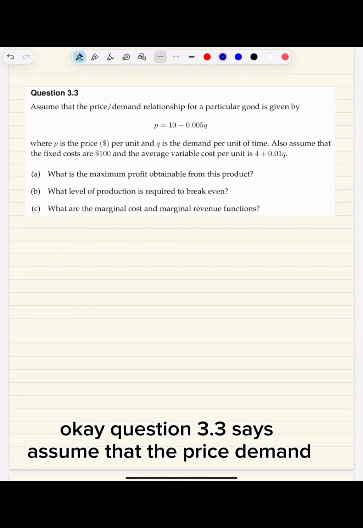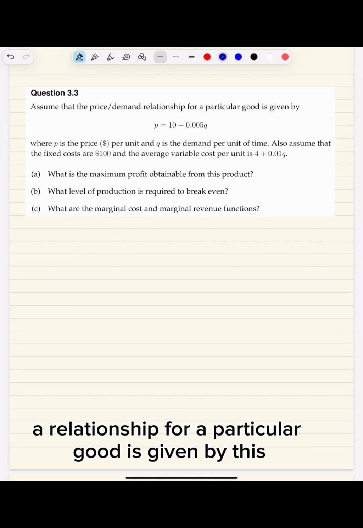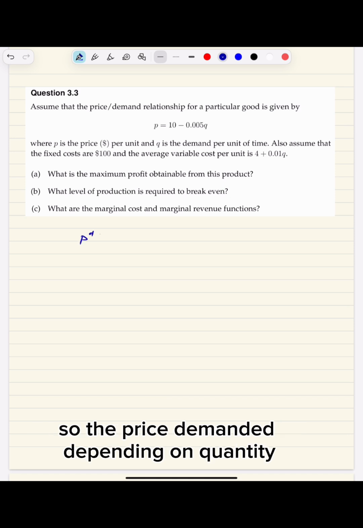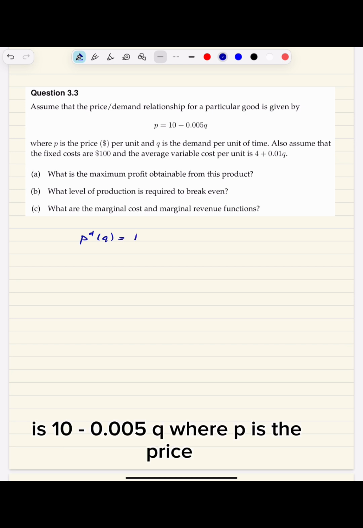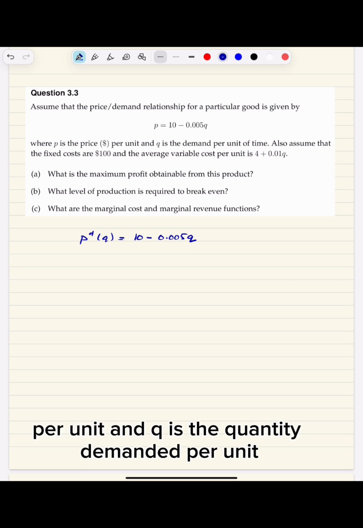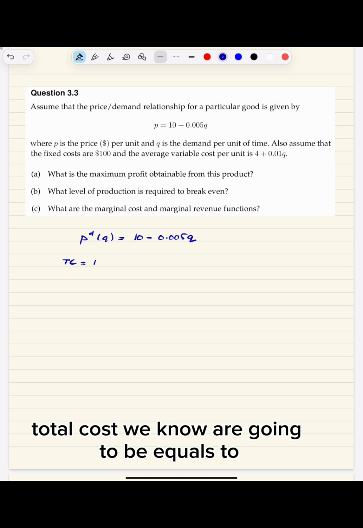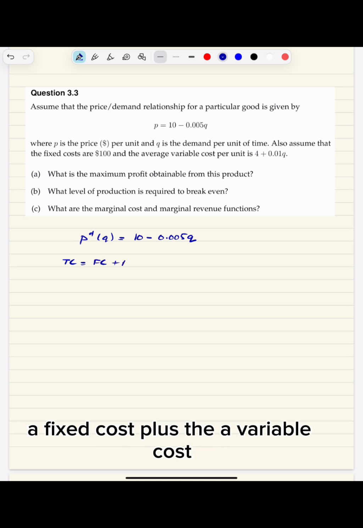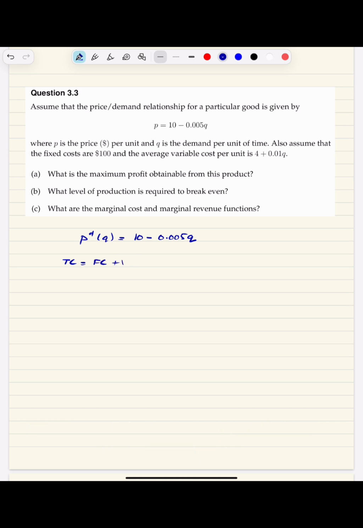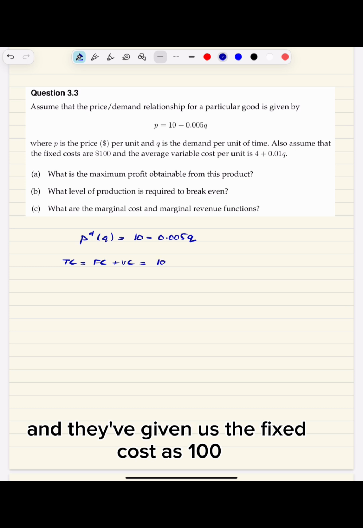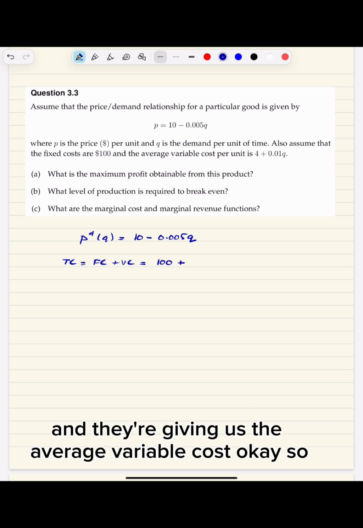Okay, question 3.3 says, assume that the price demand relationship for a particular good is given by this. So the price depending on quantity is 10 minus 0.005Q, where P is the price per unit and Q is the quantity demanded per unit. Also assume that the fixed costs are 100 and the average costs are this. So total cost we know is going to equal fixed cost plus the variable cost, and they've given us the fixed cost as 100 and the average variable cost.